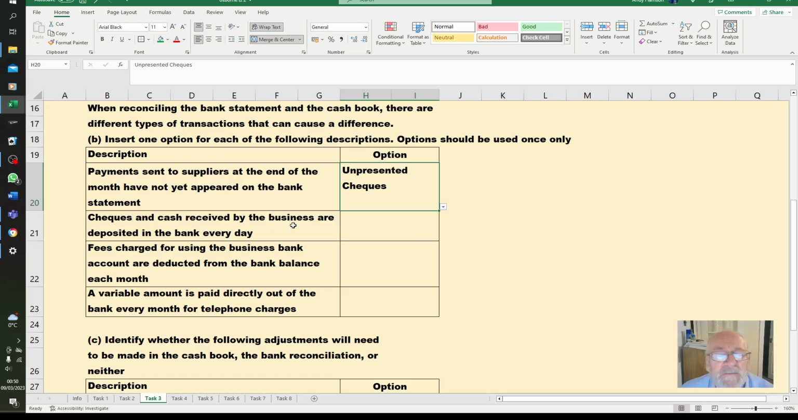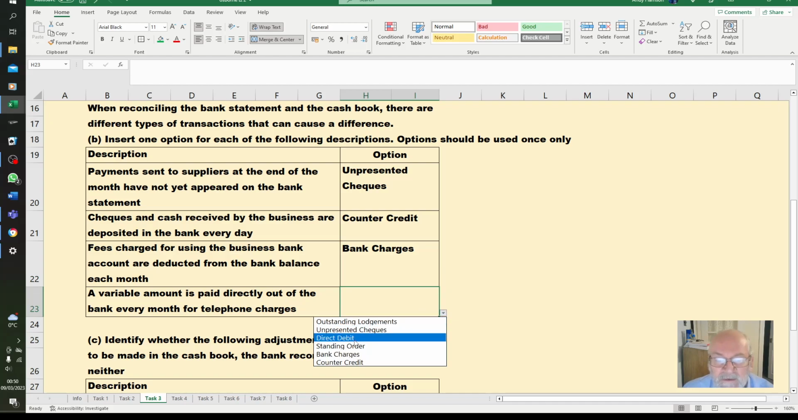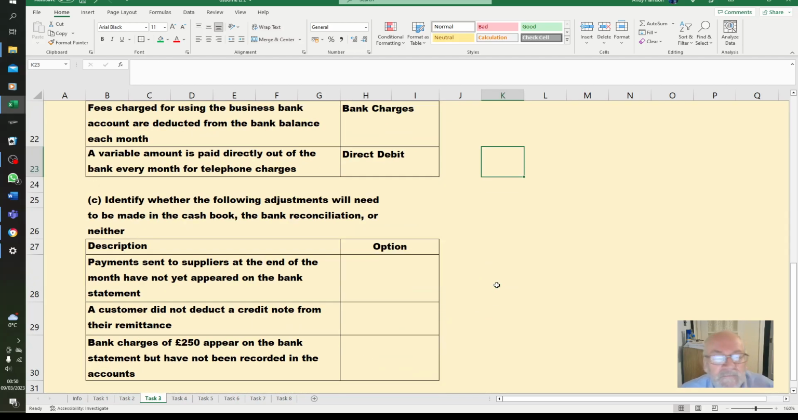Cash and cheques received by the business and deposited in the bank every day will show as a counter credit from this list of options. And a fee charged for the business account. Business accounts aren't normally free, so bank charges. And then a variable amount taken directly out of the bank every month for telephone charges. We've already had a similar question: direct debit. Very straightforward.